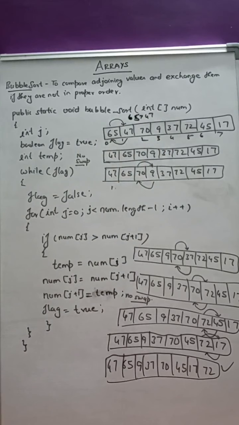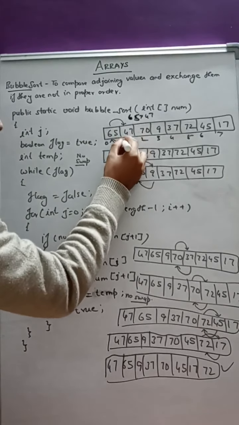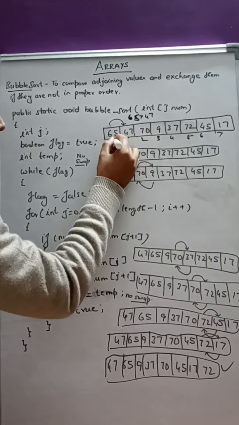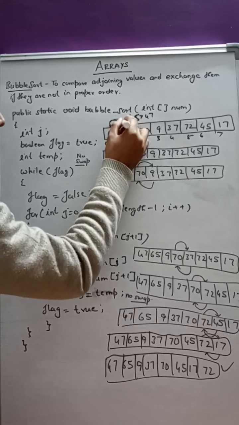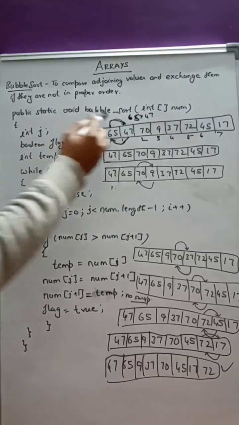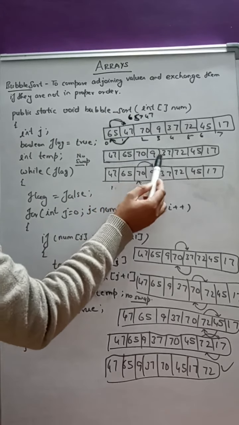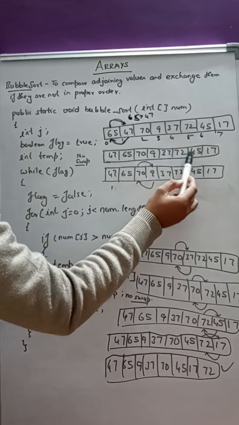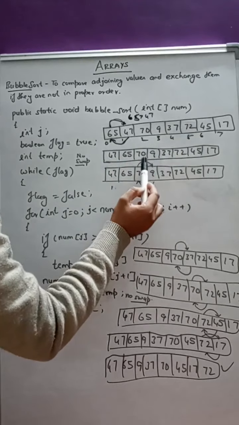Now when the condition is true, you swap the two numbers. That means this 47 will be exchanged onto the 0th index, and the 65 from the 0th index will be placed in the first index. So after swapping, the array will be like this: 47, 65, 70, 9, 37, 72, 45 and 70. Only these two values will change, the others remain as they are.